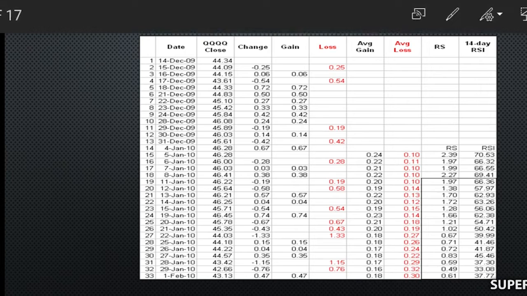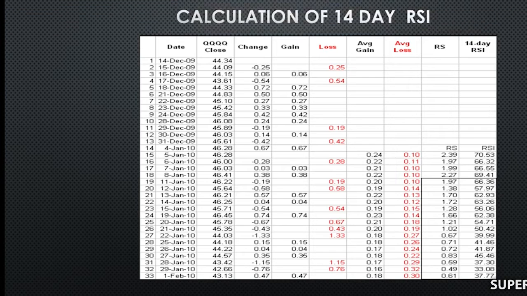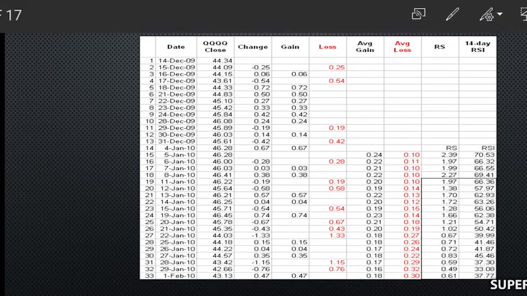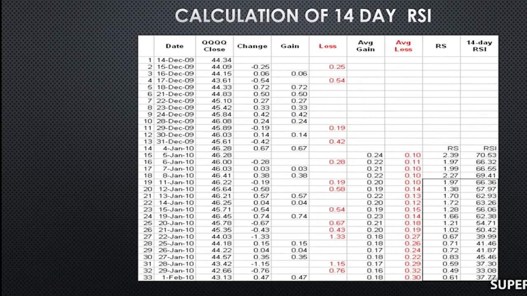And the next day, the price changes to 44.15 from 44.09. So it is increased, so it is a gain. So we have written the change here, that is 0.06. Okay. Likewise, we have calculated all the gains and all the losses.